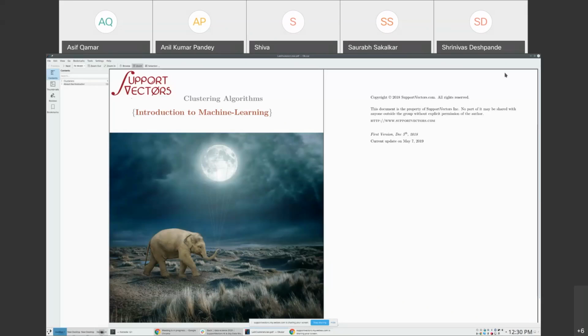Clustering may be done for its own sake. You may just be clustering data. Okay. So that is what we'll do. The other form of pattern recognition is what we'll do next time.